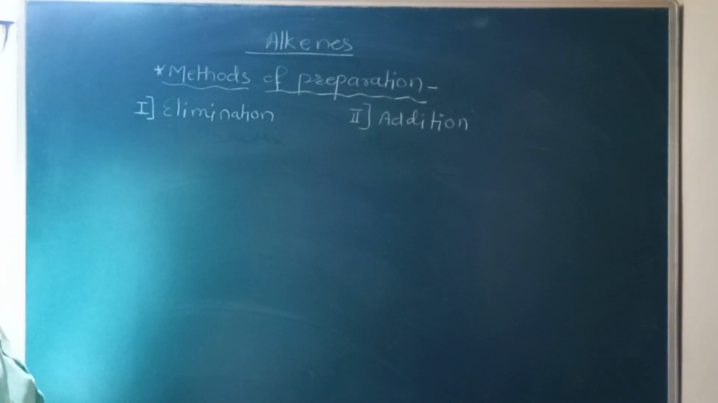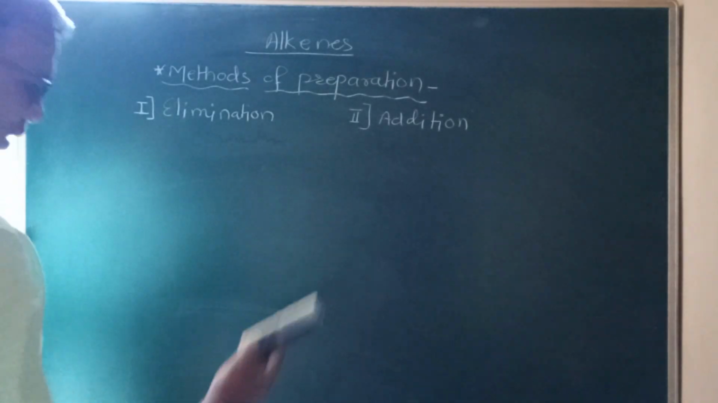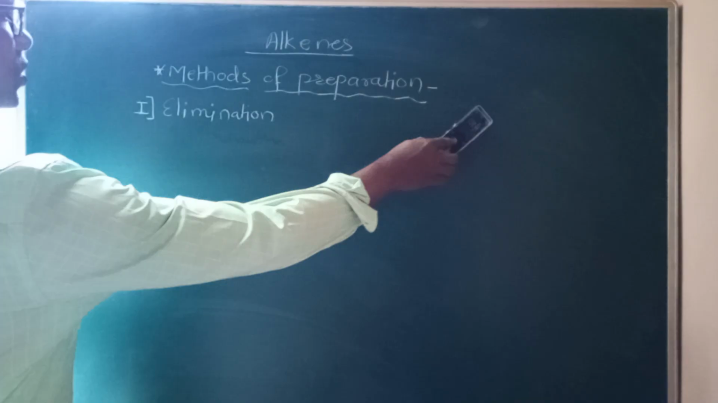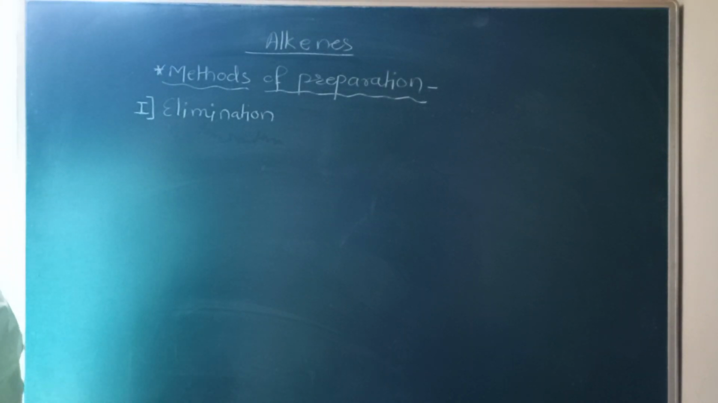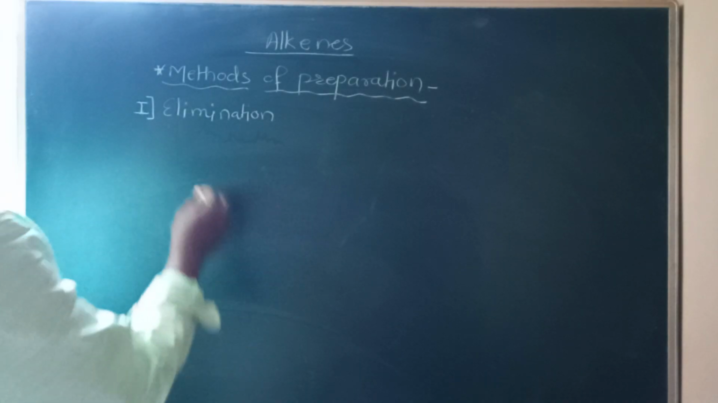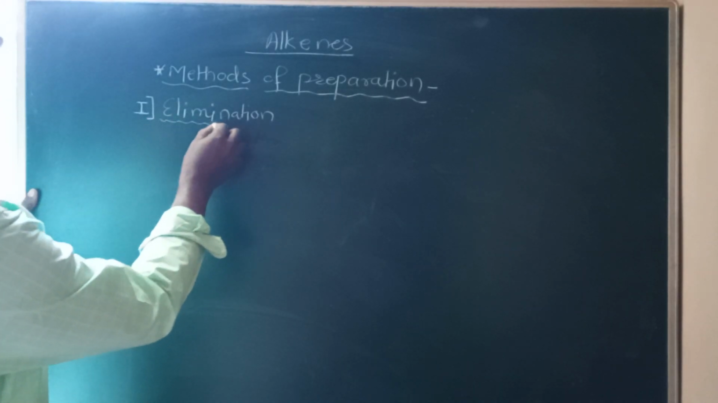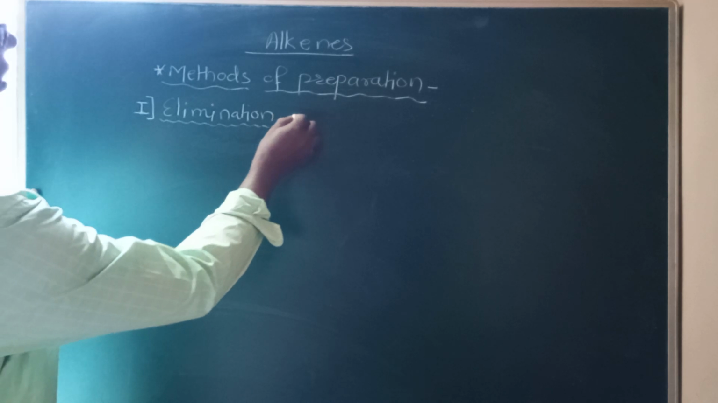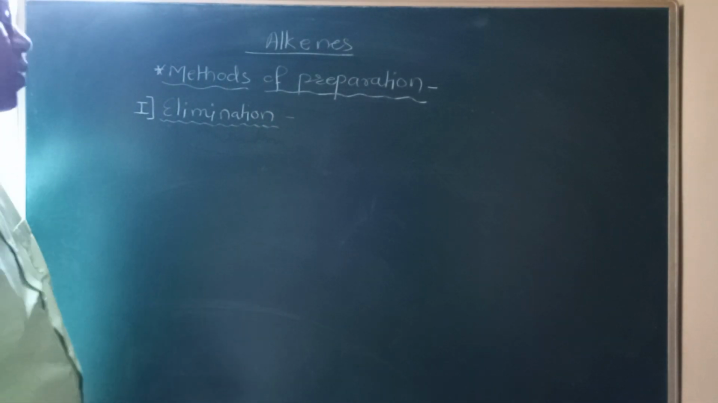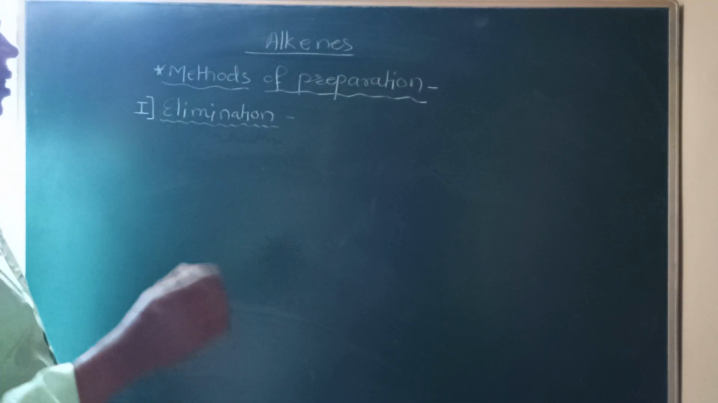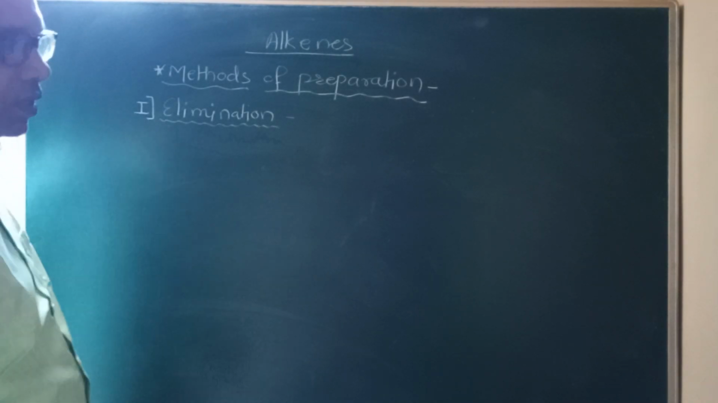Okay, so let us start with the first method of preparation of alkene under this title, that is elimination reaction. So have you heard this term elimination? Yes, in a number of TV shows or competitions, you might have heard this word elimination. Eliminator round is there. So elimination is nothing but what? It's a loss or removal of something.